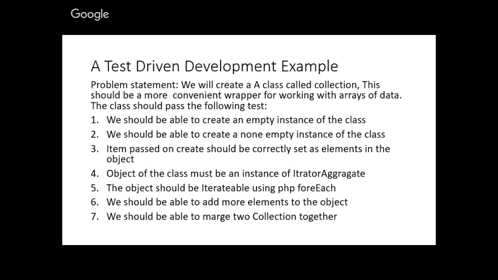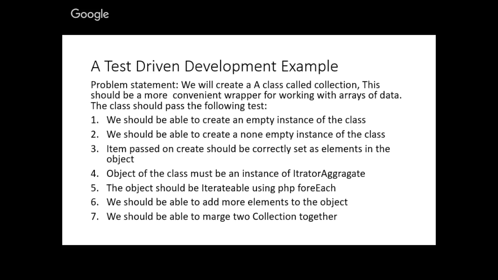Then we should be able to pass items. We should be able to ensure that when we create a class passing items, the items passed to the class are correctly set. We can create a non-empty instance of the class, but are those items correctly set? So we can go on and say, okay, is this item set? Is this set? Is this set?